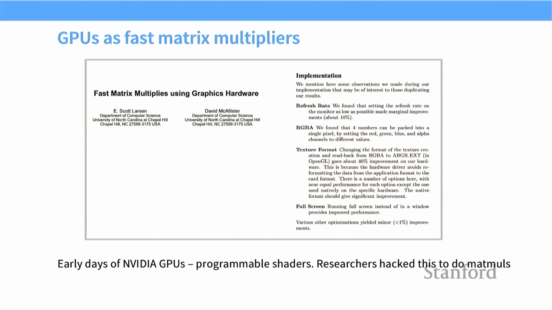So GPUs, obviously, are graphics processing units. And for much of their life, in the early days, they were not used to do scientific computing. But because it was programmable, researchers figured out how to use early NVIDIA GPUs to do fast matrix multiplies. This is one of the early papers on doing fast matrix multiplies with graphics hardware, and it shows how you can hack things like the texture buffer and so on to get it to do matrix multiplies, right? And so even without specific support for matmuls, researchers figured out how to do it.